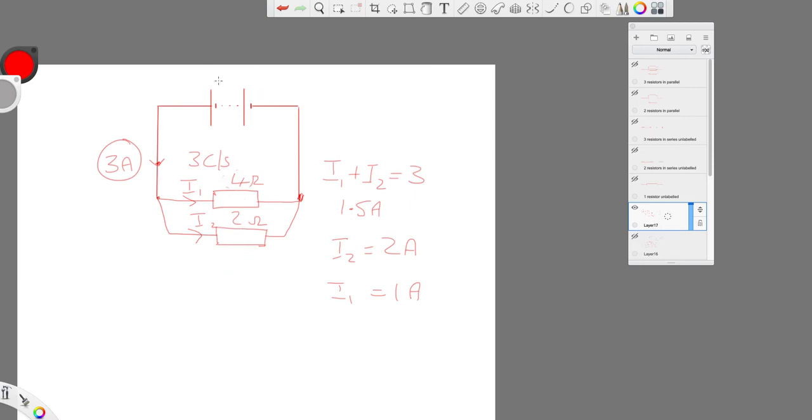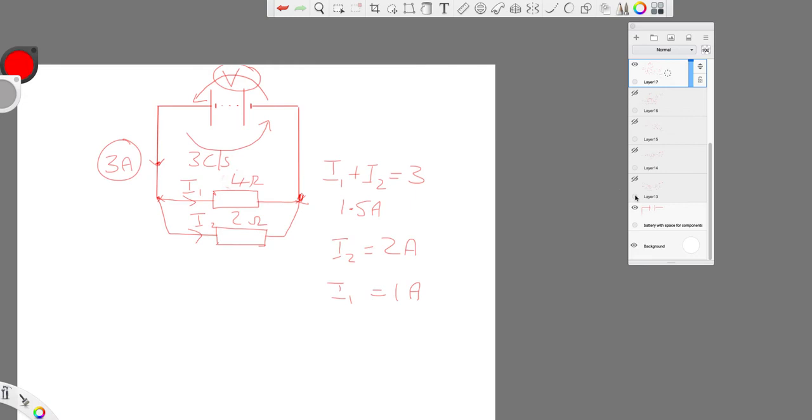Bearing in mind that what I've said is whatever this PD is will be the same between here and here, which means you have the same PD across the 4 ohm as you have the 2. Remember the conservation of energy. V joules per coulomb gained, V joules per coulomb lost. Doesn't matter whether you go through the 4 or the 2, you're still going to lose V joules per coulomb. That's how it works.